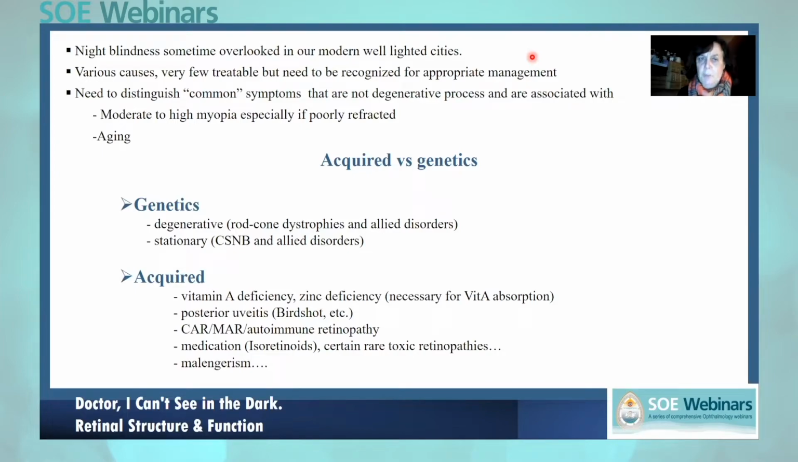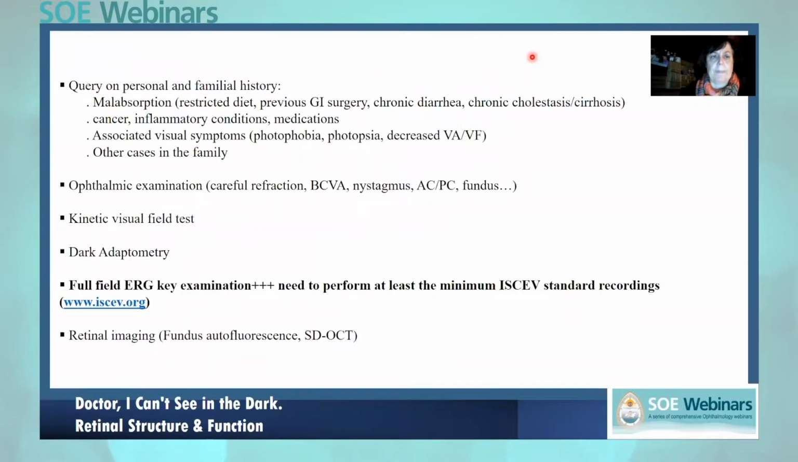One needs to distinguish between common symptoms that are not degenerative, especially night adaptation disturbances in cases of moderate to high myopia, especially if it's poorly refracted, or difficulty with dark adaptation linked to aging. Regarding causes of dark adaptation abnormalities, there's usually a genetic disorder, which is much more common, but also acquired disorders, which we'll review in this presentation.